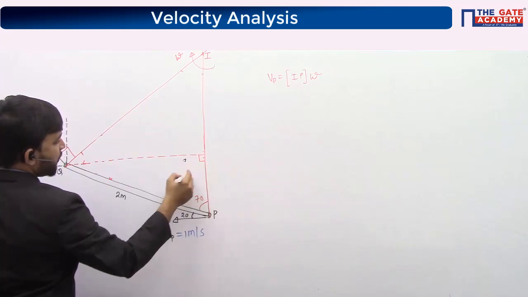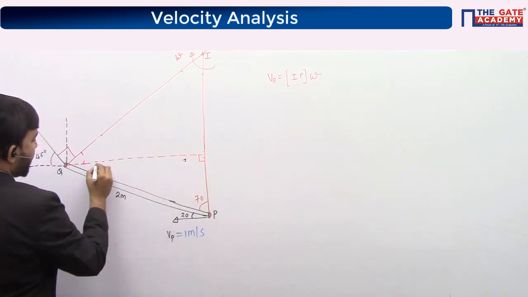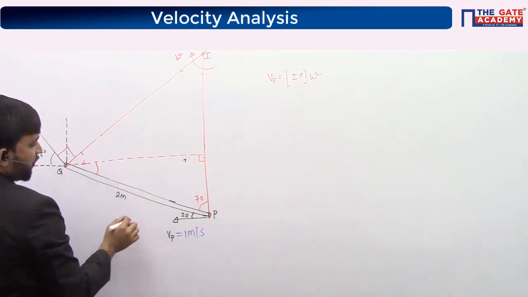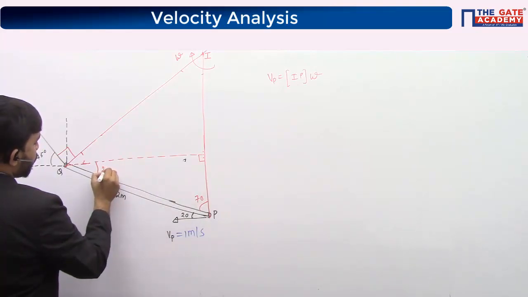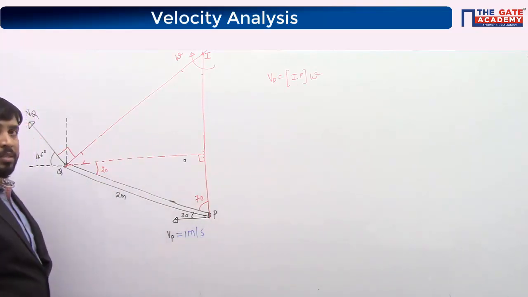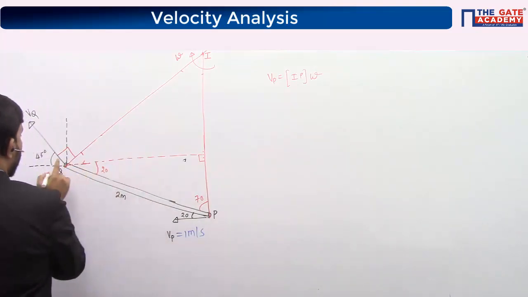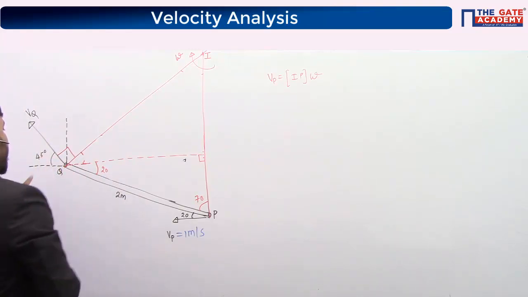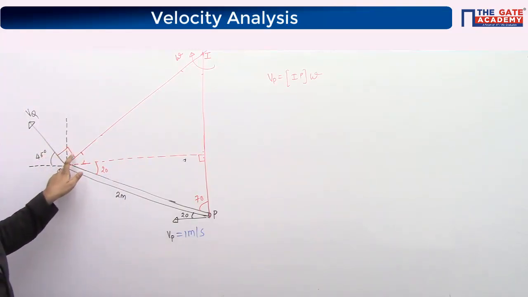This is 90 degrees, this is 70. So this is 90 and this is 70. I can say this is 20 degrees. And if you look at this one, this is already 45 degrees. This is 45 degrees. This is 90.